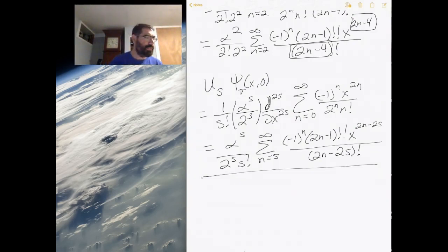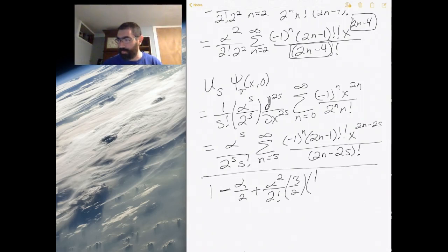So what we could look at is basically all the terms where n is equal to s, and what we would have is basically a sum. For the first term out front, we would have 1. So that's the n equals 0 term. And then for n equal 1, we had alpha over 2. And then for n equal 2, we had alpha squared divided by 2 factorial times 3 halves times 1 half.